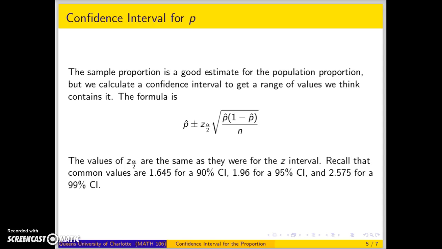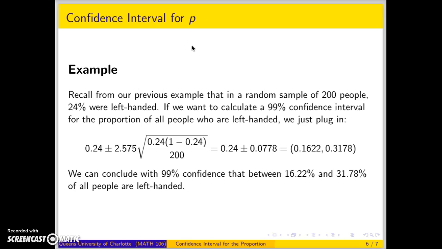And here's the formula to calculate the confidence interval for p. This is a little bit more complicated, but it's still doable. The values of z alpha over 2 here are exactly the same as they were in the z interval. So here's an example. We have 24% who are left-handed, using that previous example, and we want to calculate a 99% confidence interval for the proportion.